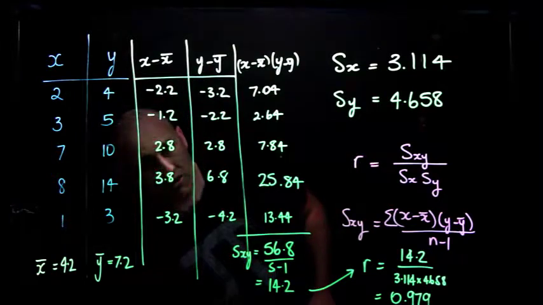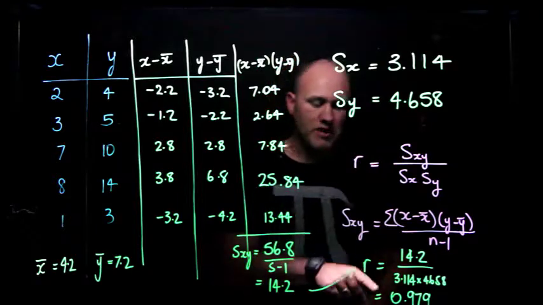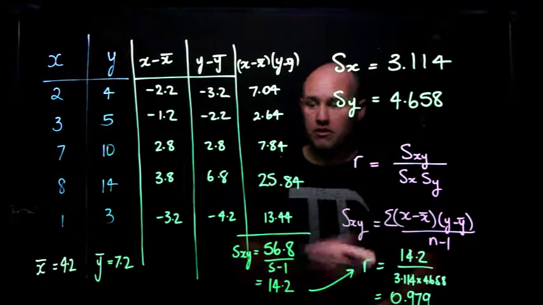Now, we drew the graph of the data earlier. We knew the graph was good. We knew the data was good. We expected a good r value. So just keep that in mind.